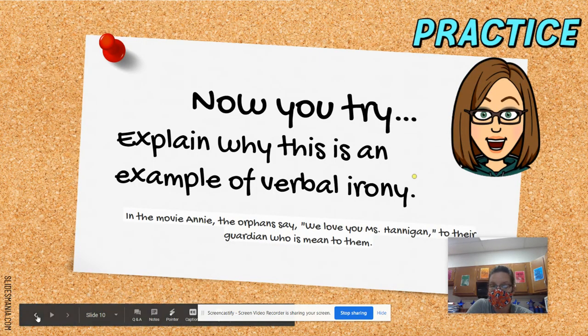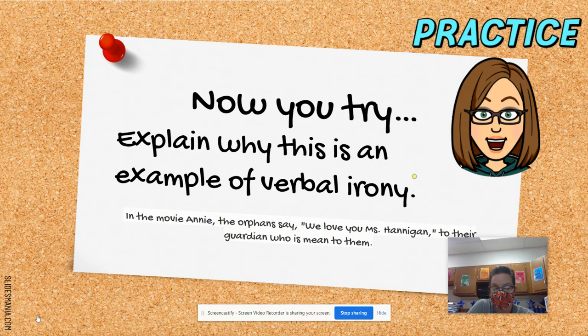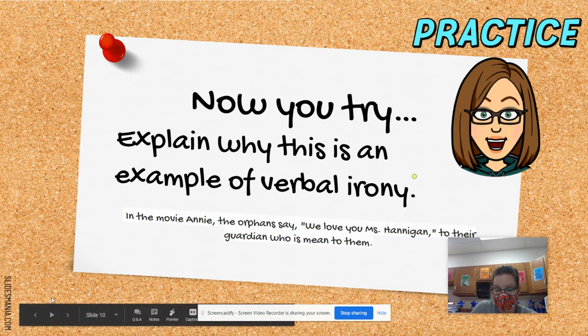Explain why this is an example of verbal irony. In the movie Annie, you've probably seen it or heard about it, the orphans say, "We love you, Mrs. Hannigan," to their guardian who is mean to them. Why is this an example of verbal irony?